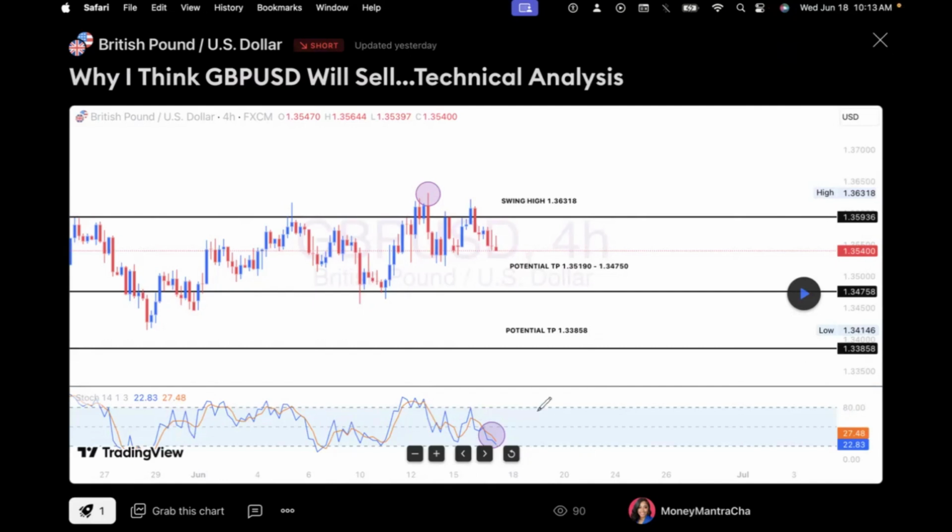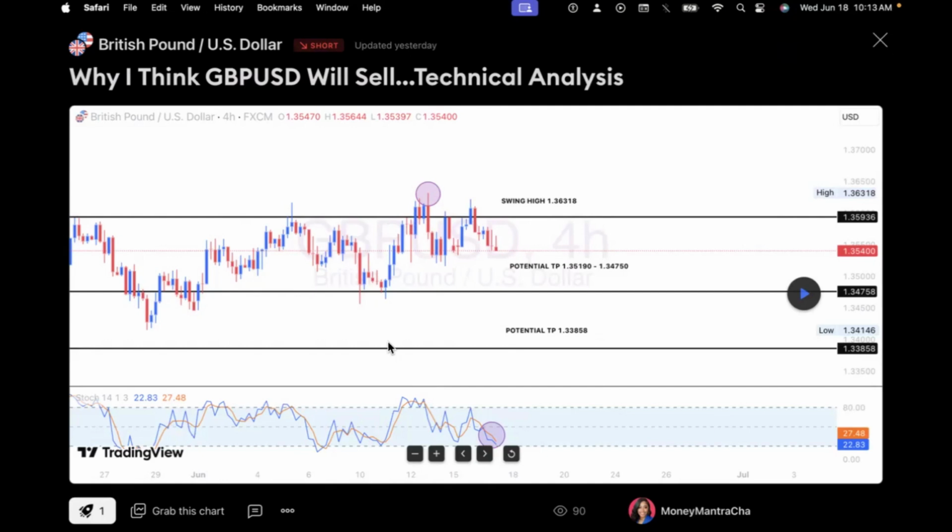Now, the first thing that I used on my chart were just a couple of horizontal lines. Whenever I'm doing my analysis, I like to look at previous areas of support and resistance, or just places where I can see that the market has bought and sold before.